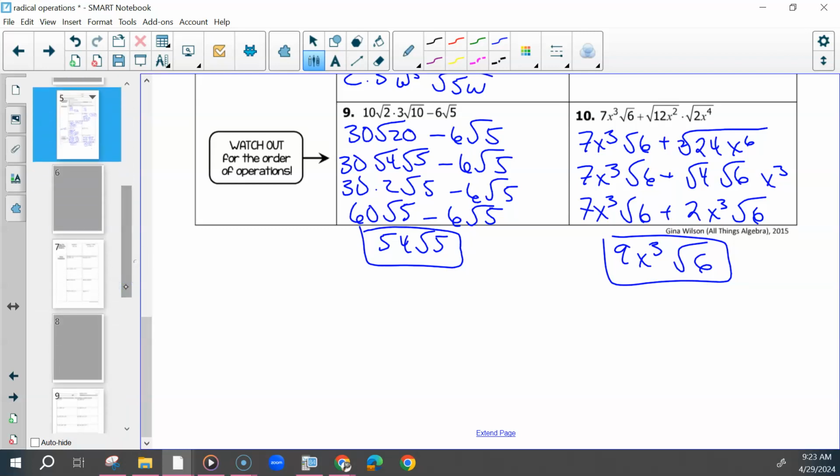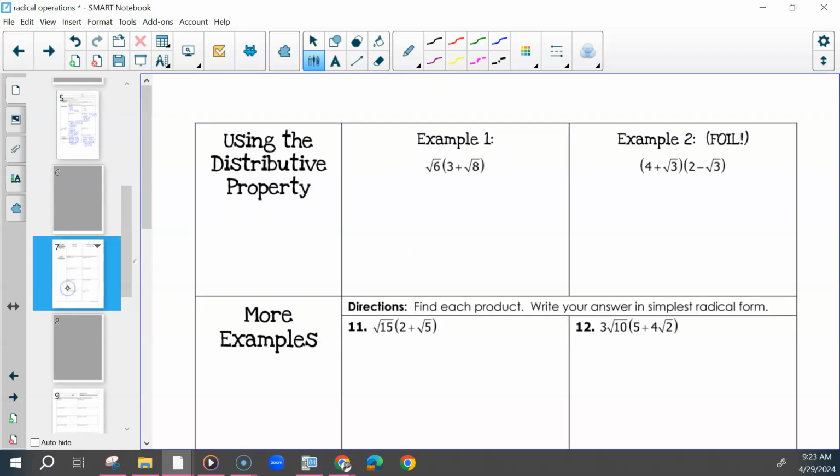Go on to the next page. So there are 2 more types of multiplying we have to talk about before we talk about the last thing, which is dividing, where we distribute the radicals. So when you distribute, it's just like how you would distribute normal terms, except you have to remember that you're still multiplying outside pieces together and inside pieces together.